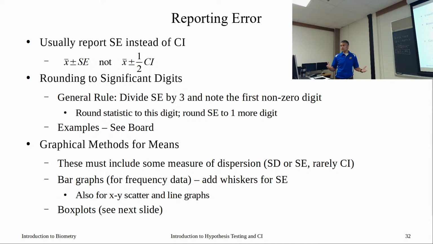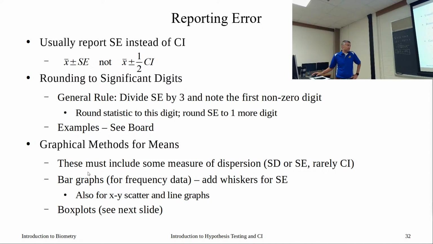And for percentages, it makes a little bit more sense to report confidence intervals. But it's going to be the same type of deal. You're going to report that measure of central tendency, and then you're going to add error bars to it. All right? So how do we do that? Well, it just kind of depends on what kind of graph we're making.